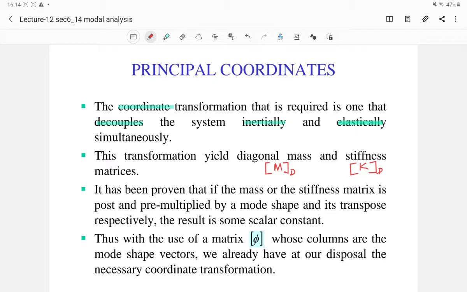It has been proven that if the mass and stiffness matrices are post- and pre-multiplied by the mode shape and its transpose respectively, the result is a scalar constant. So we introduce a matrix in terms of mode shape vectors, which we denote as phi. We already have it at our disposal from previously, so we are going to use it as the necessary coordinate transformation. How we do that, we'll show you.